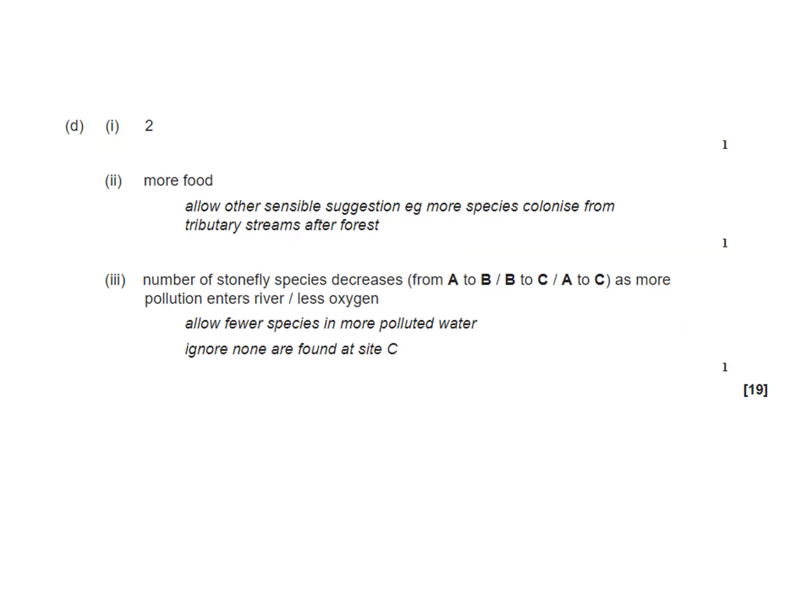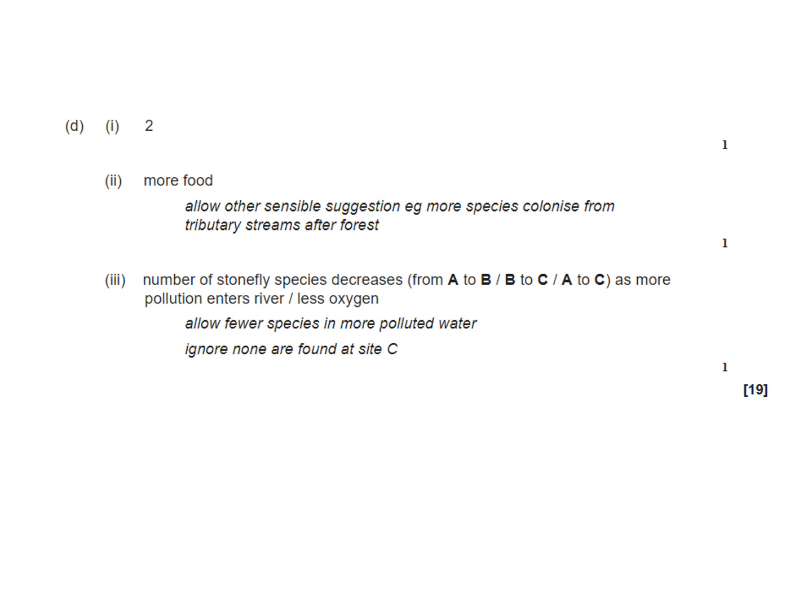So here's our answers. We're going to have a quick look. D1, there were 2 extra species. There were 2 more species at site B than there were at site A. What's probably making them go to the farm? More food. The farmers growing stuff that they eat.